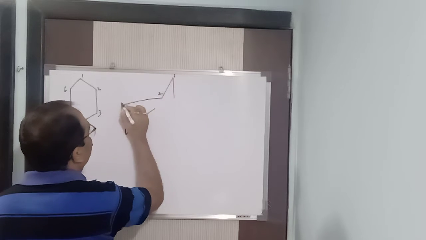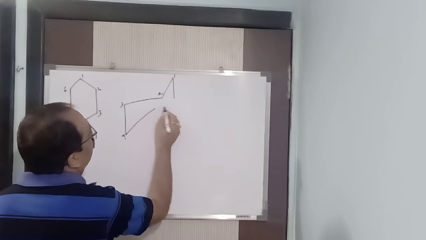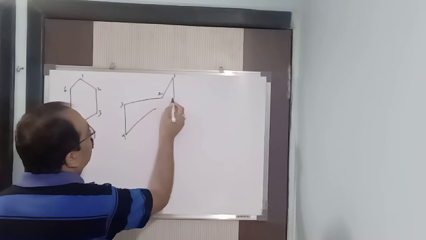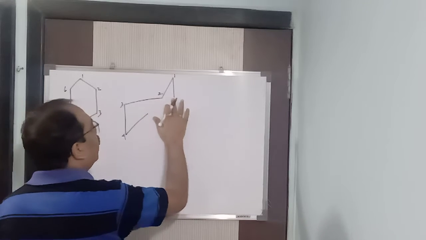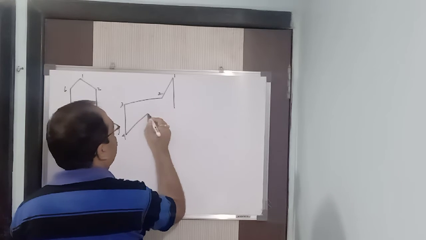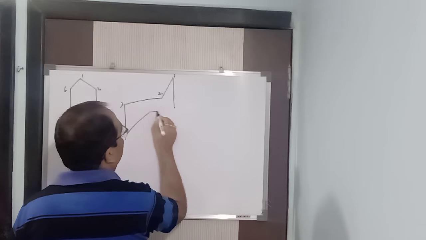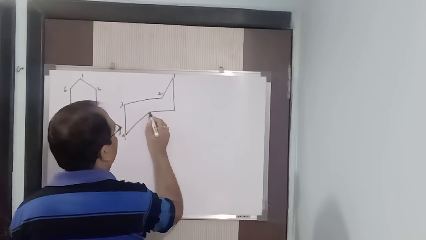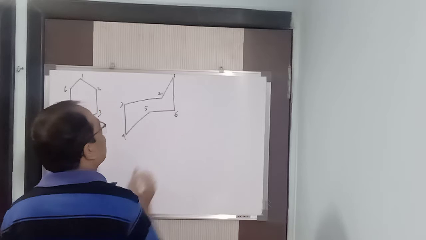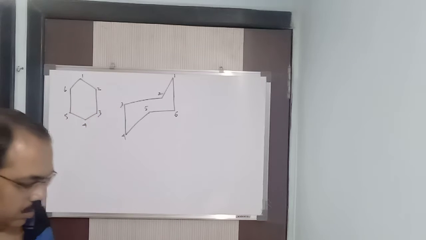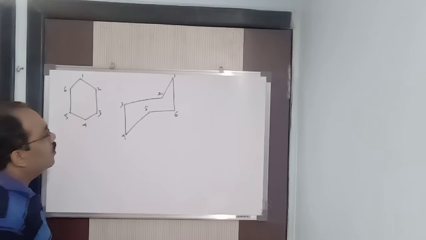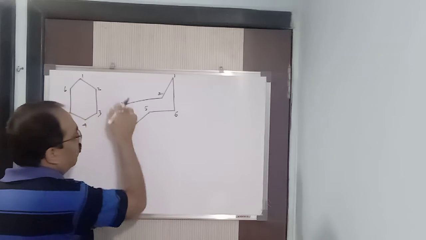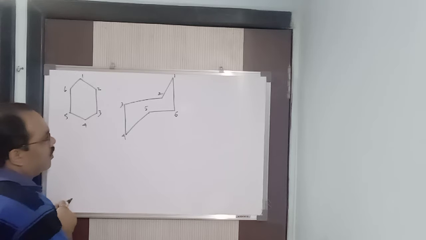One, 2, 3, 4, and of course this will be bending a little bit. Let me bring this one here. Then you can see the bend, correct. So this is your 5 and this is your 6. Clear? So what does this look like? It looks like a chair, isn't it?